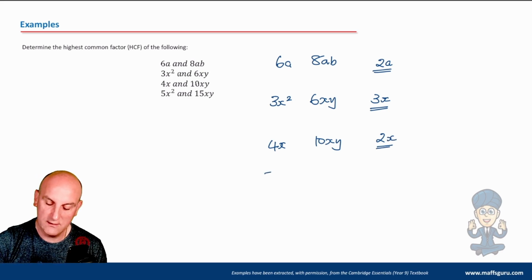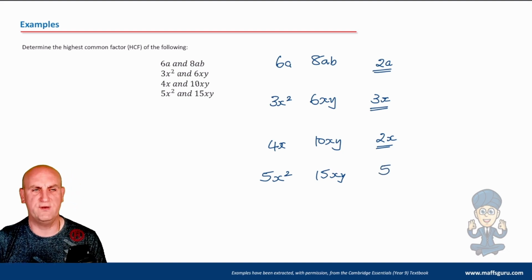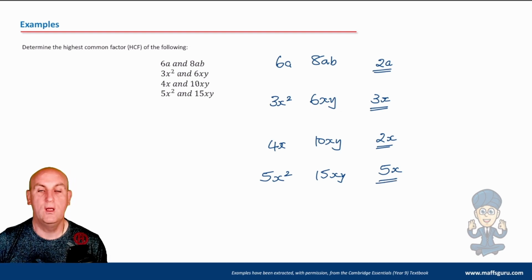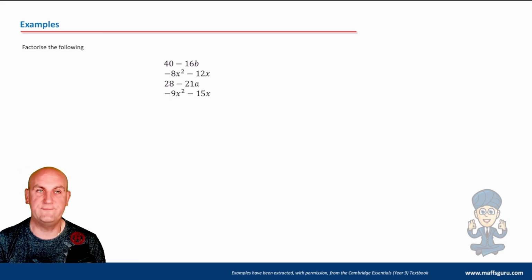And the last one, 5x squared and 15xy. Look at the numbers first. Highest common factor between 5 and 15 would be 5, because 5 goes into 5 and 5 goes into 15. And then what have we got left? We've got x squared, which is xx, and xy, which will just give me x. Wow. Now again, I keep saying this over and over again. Practice. Now, obviously, as I said here, factorizing is finding the highest common factor.